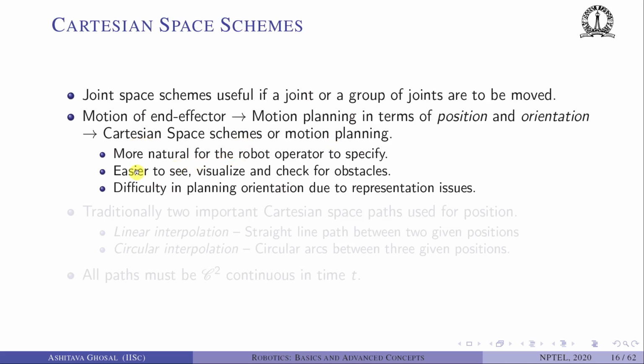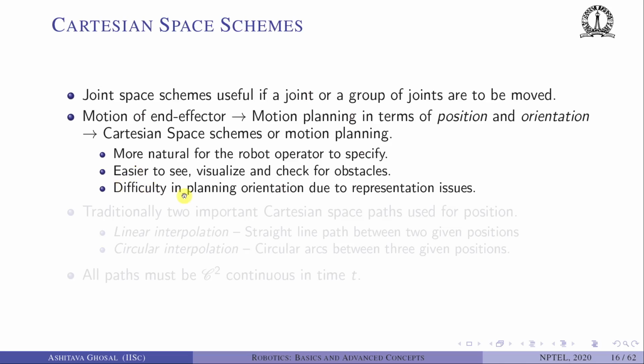Okay, so this is more natural for the robot operator to specify. The robot operator can say the end effector is moving along a straight line or it is moving along a curve in 3D space. It is easier to see and visualize and check for obstacles also. So if I say that I want to go from one point in the Cartesian space to another point in the Cartesian space, and if I generate the straight line, we can see if in this straight line it is hitting any object or not.